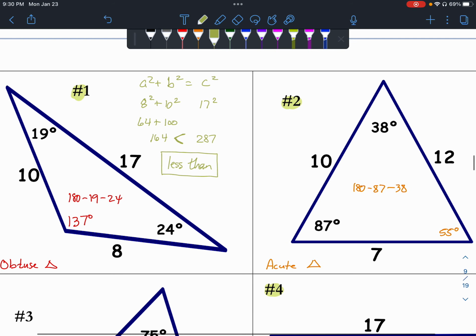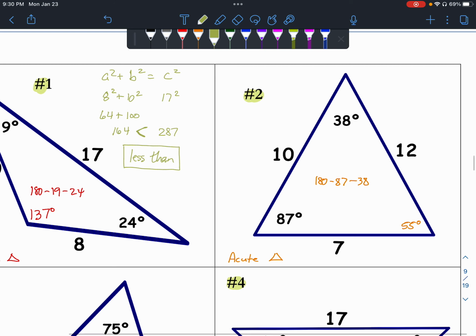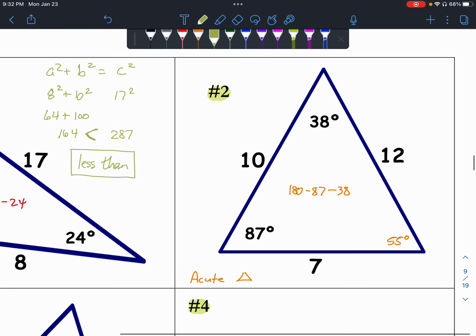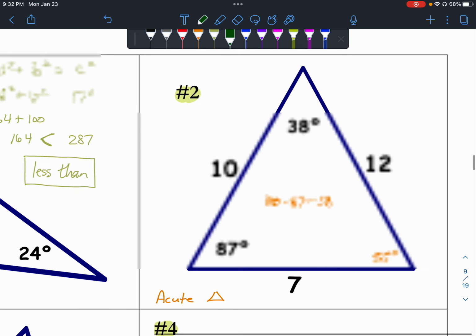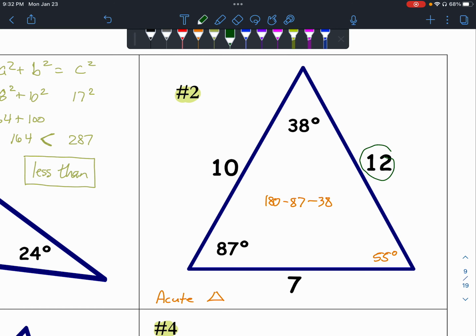Let's take a look at number 2 really quick. Here, if we do the same exact process with our different numbers, we choose the largest side to be that c value. We would end up again with a 7 squared plus a 10 squared. And again, this is not a right triangle. I do not believe that this should be equal. So instead, we will calculate the c squared separately.